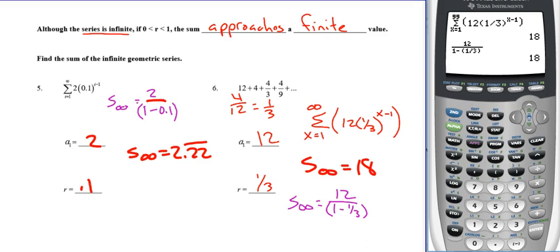All right? But remember, if it's an infinite series and the R value is greater than 1 or less than -1, there is no sum. Those are called divergent sequences, divergent series, and they do not have sums. Only the convergent series, the ones where R is between -1 and 1, converge towards a finite value. Those are the ones that will have a sum.